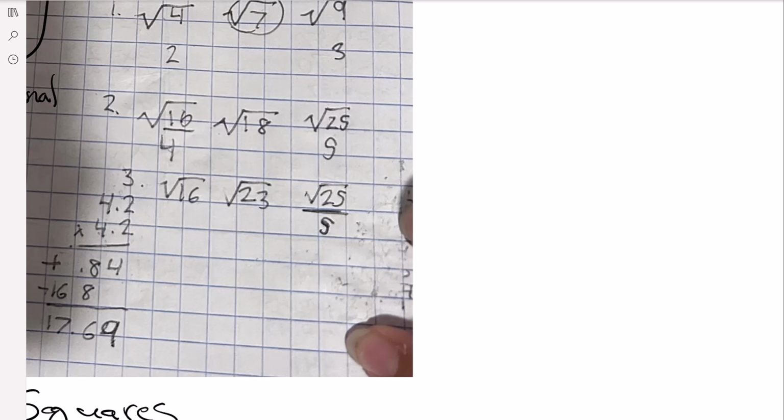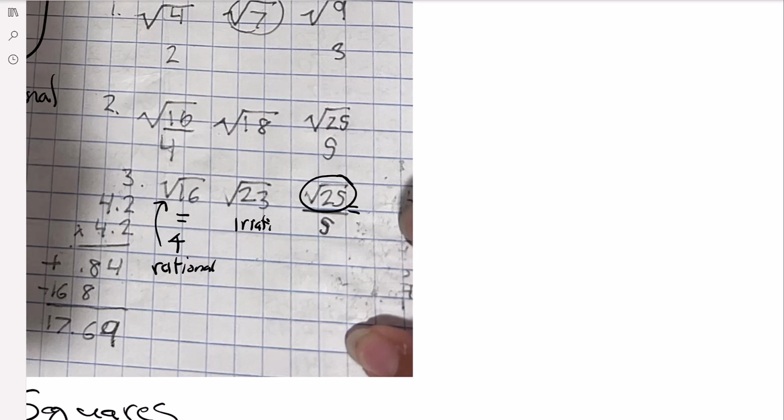Yep, the square root of 16 is equal to 4. So the square root of 16 is rational. But 23 is prime. It does not have two factors, so this is irrational. Now, they did a little trick here.